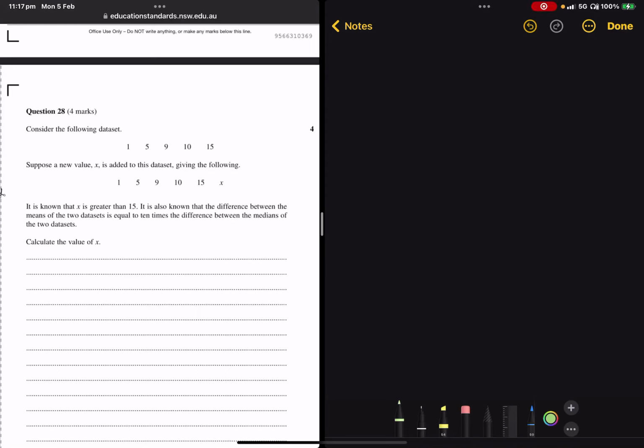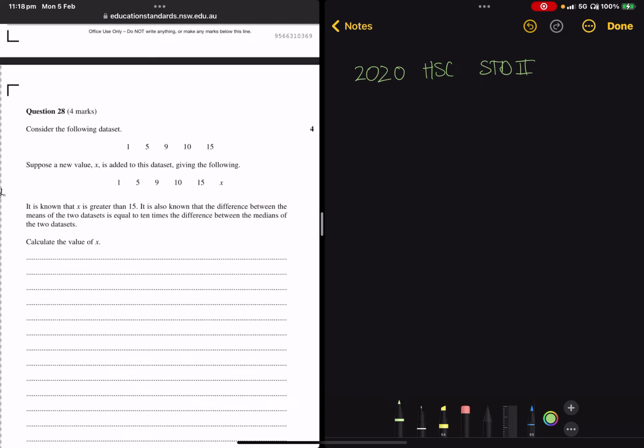Okay, so we're going to have a look at another question from the 2020 HSC Standard 2 Maths paper. We're told to consider the following data set: 1, 5, 9, 10, 15. Suppose a new value x is added to this data set, giving the following: 1, 5, 9, 10, 15, x. It is known that x is greater than 15.